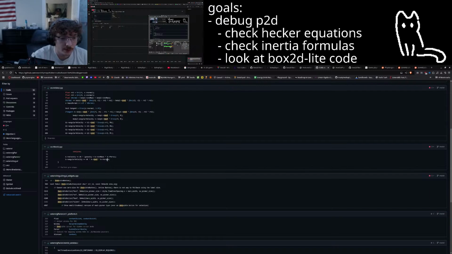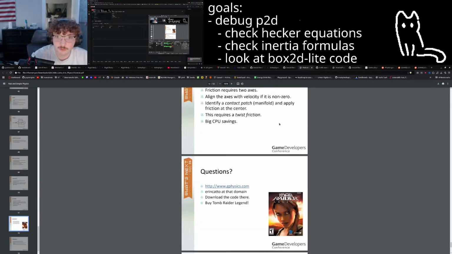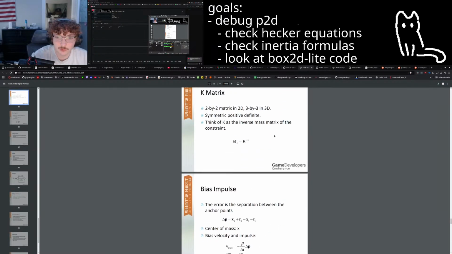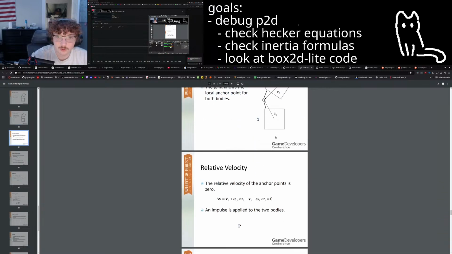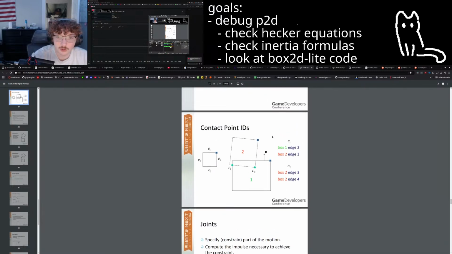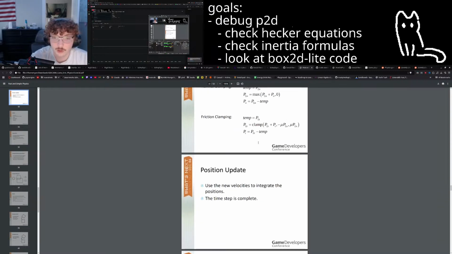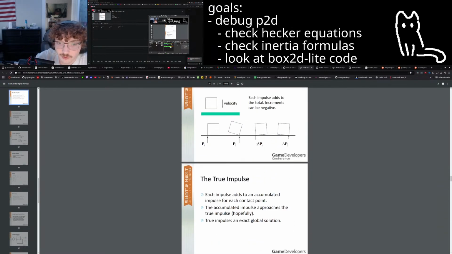Angular is the inverse inertia times the torque. So can we make sense of that from the slides? Make sense of that from the slides.